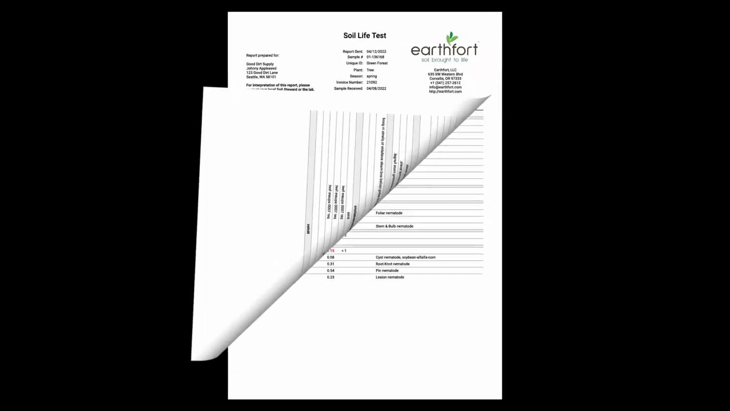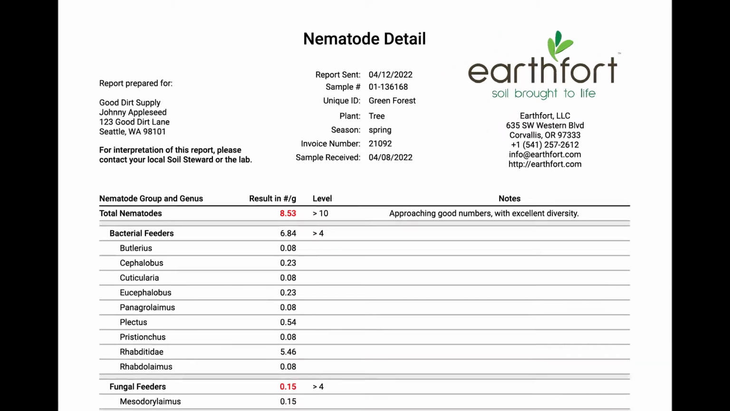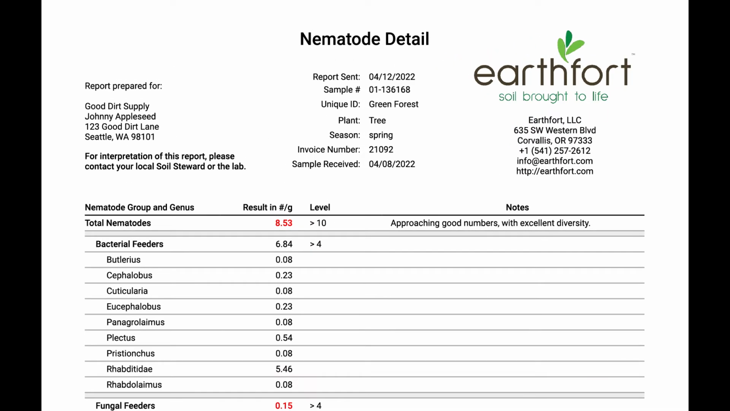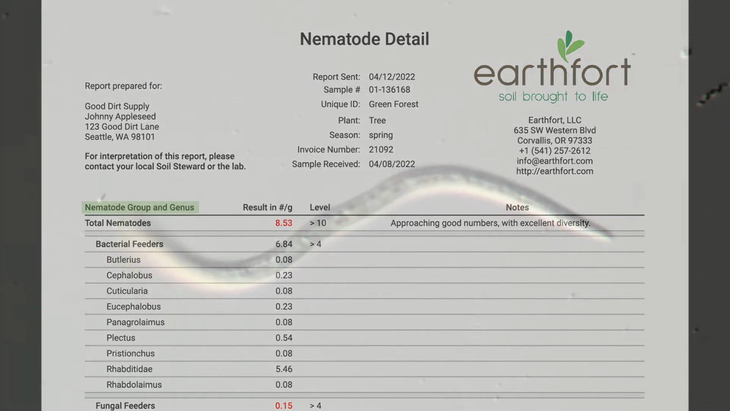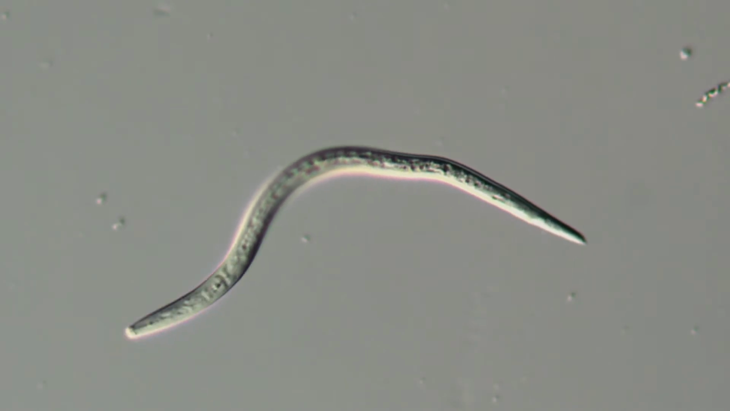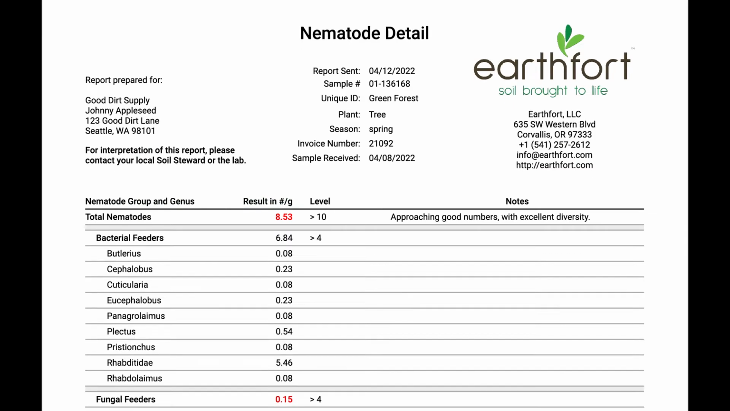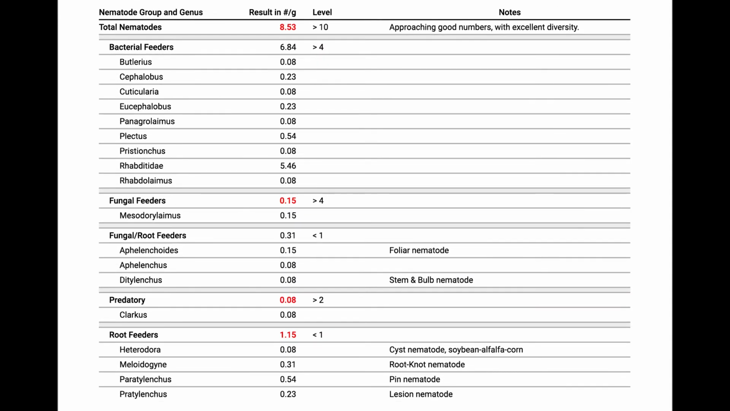The nematode add-on is provided as a separate, single-page report. This test allows us to identify any nematodes present in your sample and identify them down to the group and genus. This enables us to determine the type of nematode and whether or not they are helpful or harmful to your plants. The amounts of each type of nematode will be reported in number per gram. The types of nematodes listed will include and/or vary between bacterial feeders, fungal feeders, fungal root feeders, also known as switchers, root feeders, and predatory nematodes.